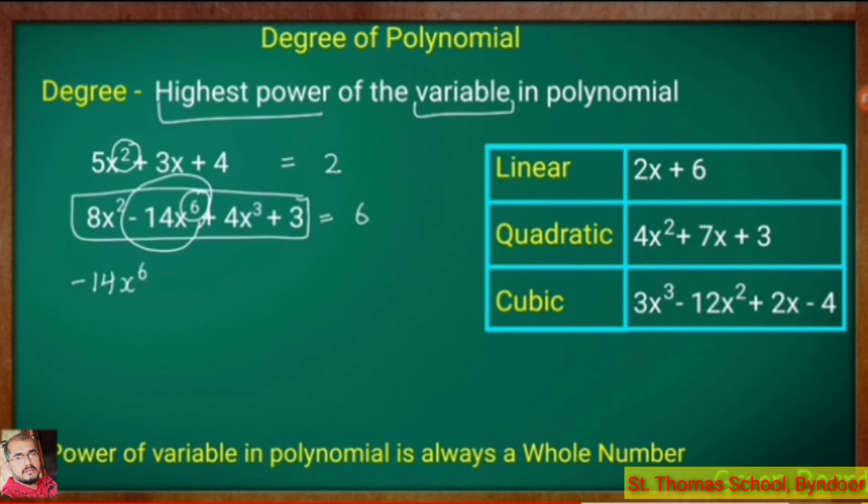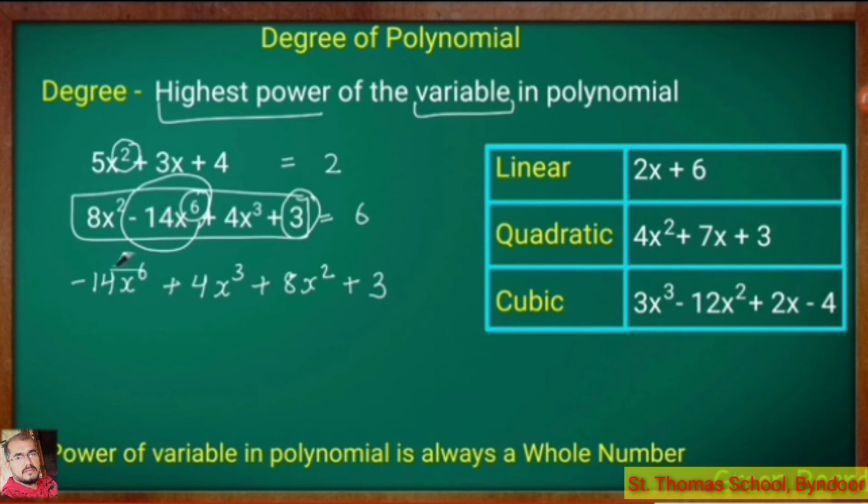Then after that term, which is the greatest? 4x cube is the term, right? So plus 4x cube we have to write. Then after 4x cube, the next term is 8x square. You have to write in decreasing order, so plus 8x square. Then the last one, the constant term, is remaining: plus 3. So when writing the standard form, write from the highest degree to the lowest degree, that is, in decreasing order.